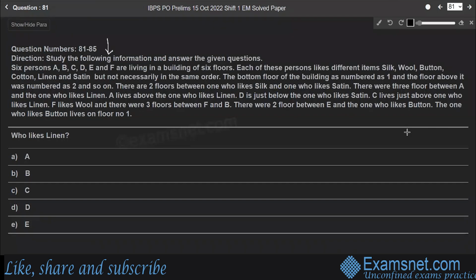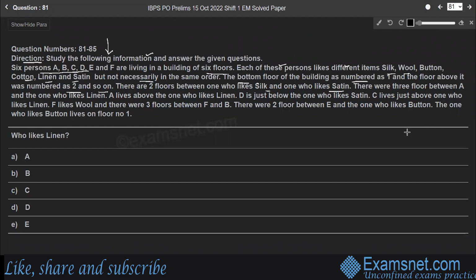Questions from 81 to 85 are based on the below information. Here the direction is: study the following information and answer the given questions. Six persons A, B, C, D, E and F are living in a building of 6 floors. Each of these persons likes different items like silk, wool, button, cotton, linen and satin, but not necessarily in the same order. The bottom floor of the building is numbered as 1 and the floor above it is numbered as 2 and so on. There are 2 floors between the one who likes silk and the one who likes satin.